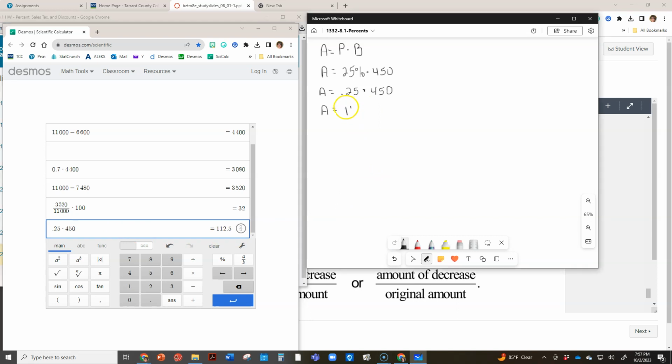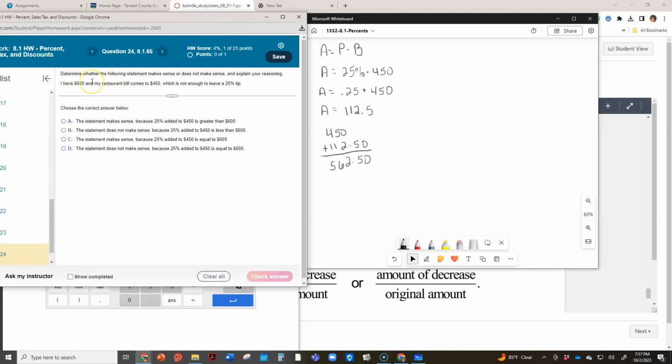$112.50. So the total amount for the restaurant bill is $450 plus the $112.50. So in order to afford this ridiculous restaurant bill, you need $562.50, and they have $600. So it says I have $600, which is not enough to leave for the tip. So that's untrue. We do have enough money for the tip.